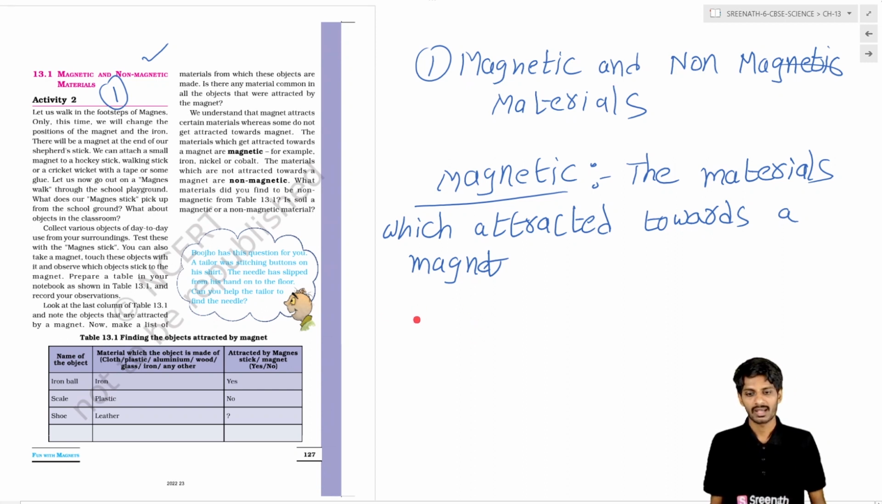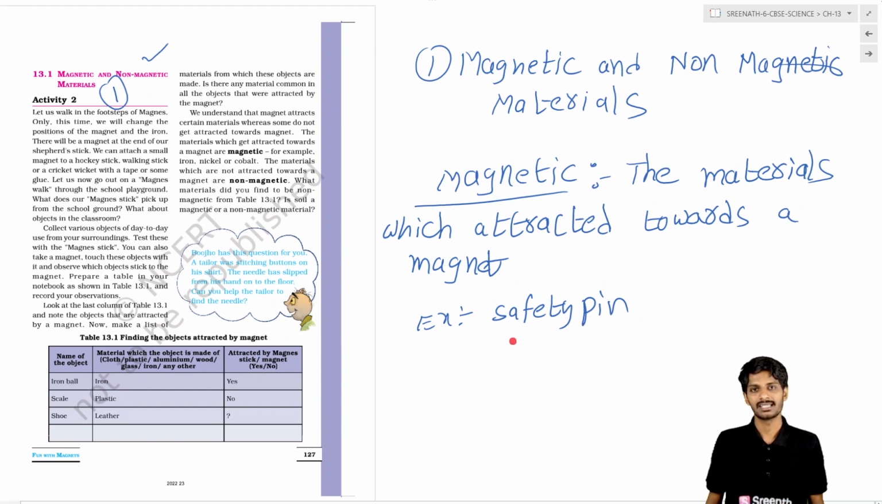For example, what are the examples? For example, a safety pin. Do you have a safety pin? Suppose you take this safety pin near your magnet, what happens? The safety pin sticks to your magnet, so it is attracted towards the magnet, so it is called a magnetic material. So a safety pin is a magnetic material.